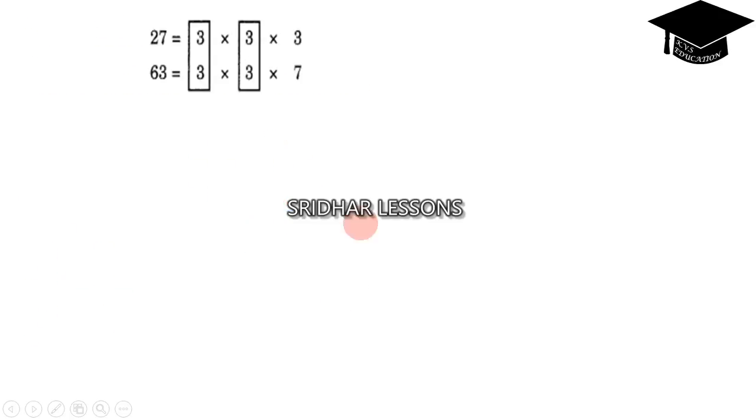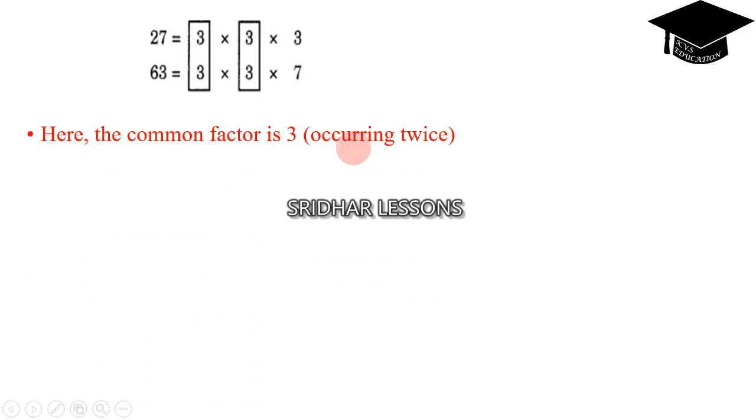Now we will see the common factors. For 27, it is 3 into 3 into 3. For 63, it is 3 into 3 into 7. So the common factors are 3 occurring twice, if you can observe. So it is 3 into 3, that is 9. Okay, this is the HCF.